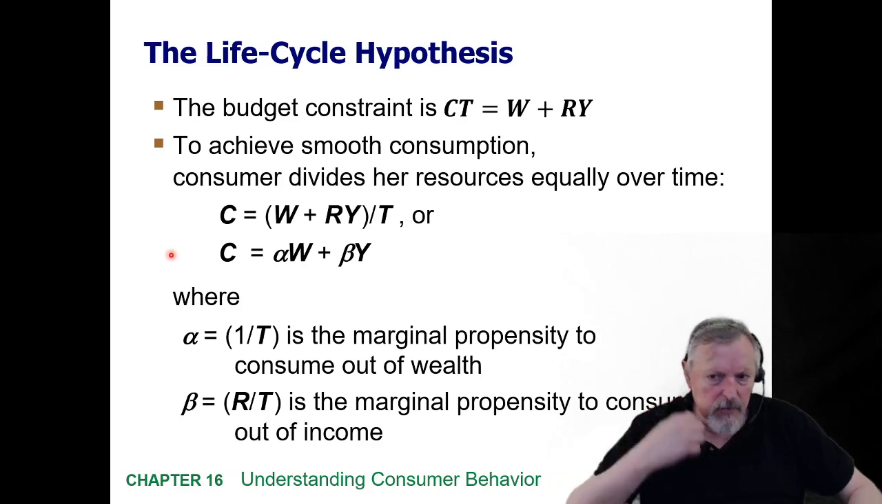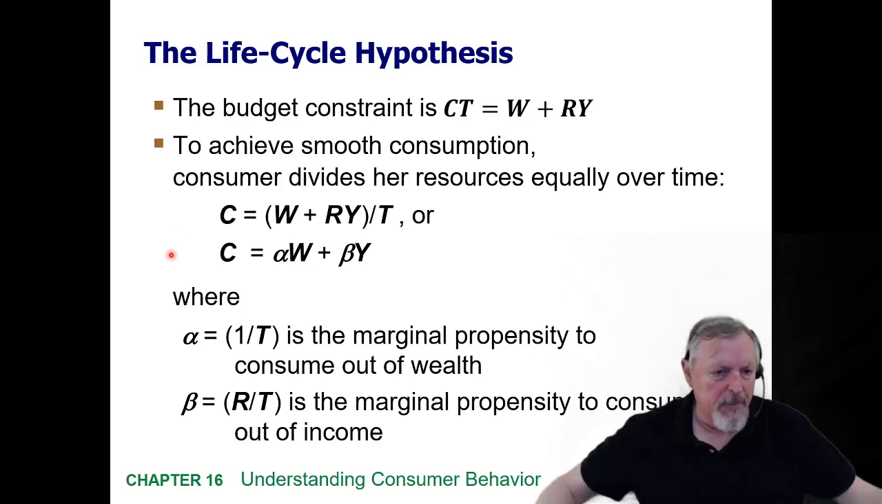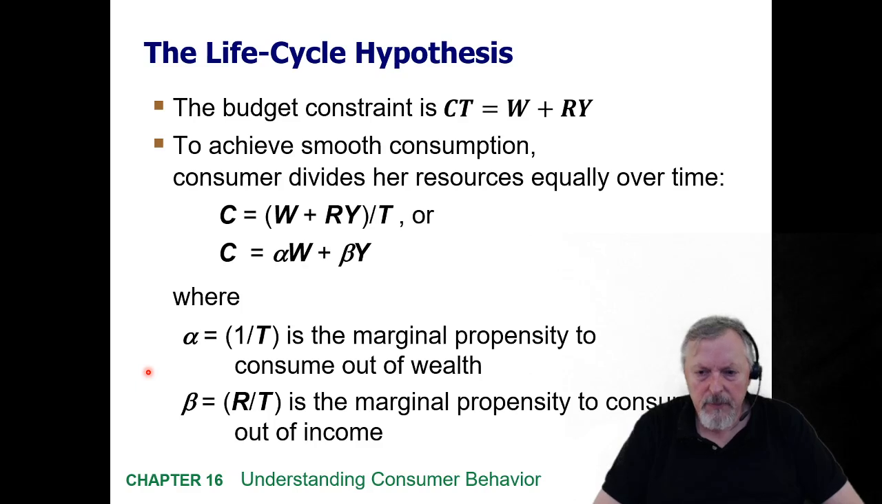Now, one refinement here is the introduction of alpha and beta. This allows for the possibility that people view wealth and income differently in terms of their marginal propensity to consume. The reason why we include them is because there's very strong reason to believe that the marginal propensity to consume out of wealth is significantly smaller than the marginal propensity to consume out of income.